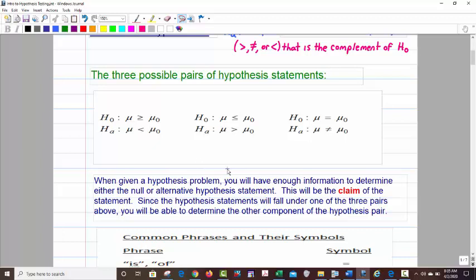So, for example, if we know they're claiming that the mean is greater than 10, we know that greater than, by definition, has to be an Ha, and then it would pair up automatically with the H-naught of less than or equal to 10. So they have to pair up like that. So long as you know one, you can get both. Suppose they told you we think the population mean is equal to 6. Well, if it says equal, that means that is the H-naught, and then the Ha would be not equal to 6.